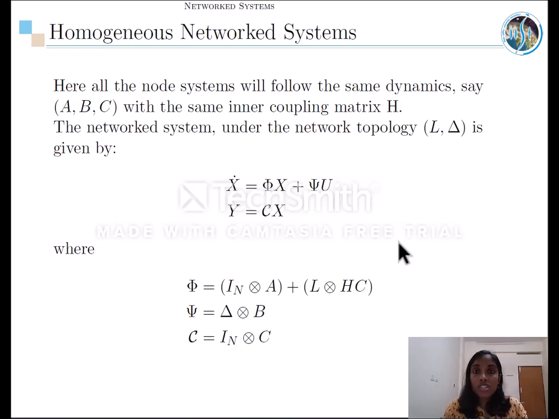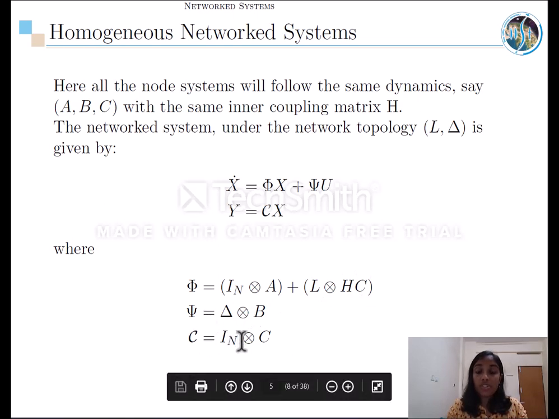With the aid of this similarity in node dynamics, the network system could be modeled using the Kronecker product, and the system is given by these two equations: x dot equal to phi x plus psi u, which is the state equation, and y equal to Cx, which is the output equation. Here phi stands for the matrix identity cross A plus L cross HC, psi stands for the matrix delta cross B, and C stands for the matrix identity cross C. Note that L is the network topology.